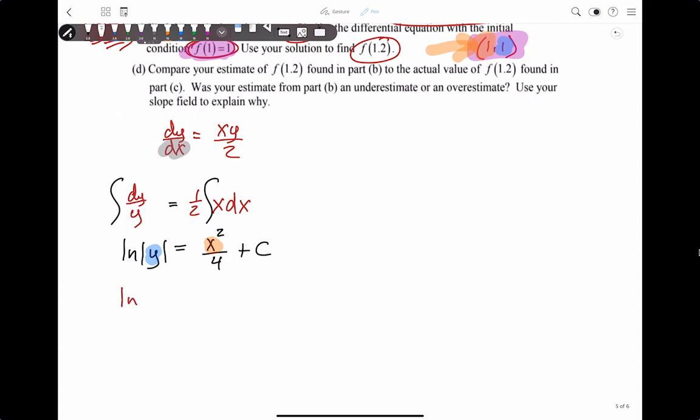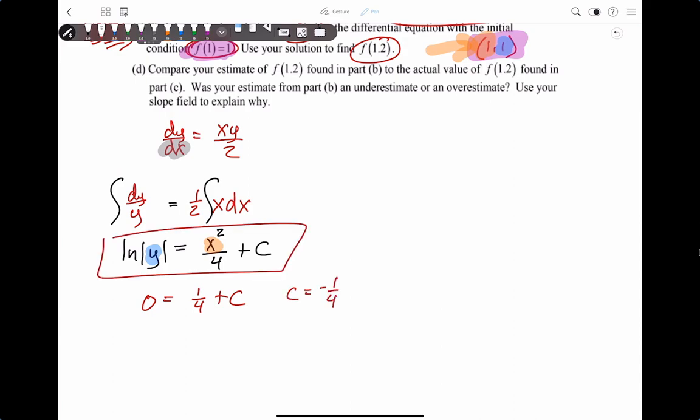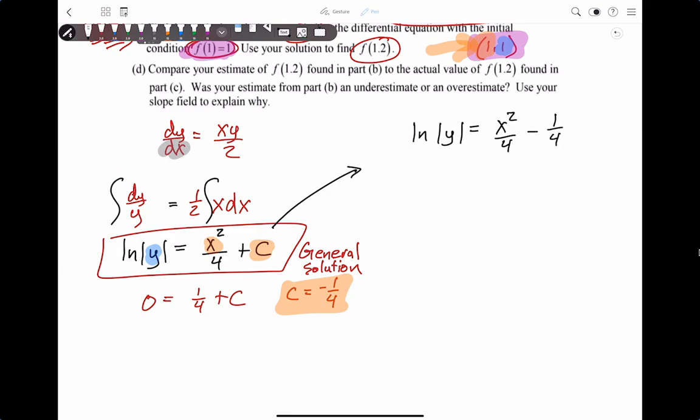So we have the natural log of 1, which is just 0. So I'm just going to go ahead and put 0 there. 0 is equal to 1/4 plus c. So c is negative 1/4. We're going to take this general solution and make it the particular solution by using this c value that we just calculated. Okay, so let me move this up over here. We have the natural log of the absolute value of y is equal to x squared over 4 minus 1/4, because we're adding this c value of negative 1/4.